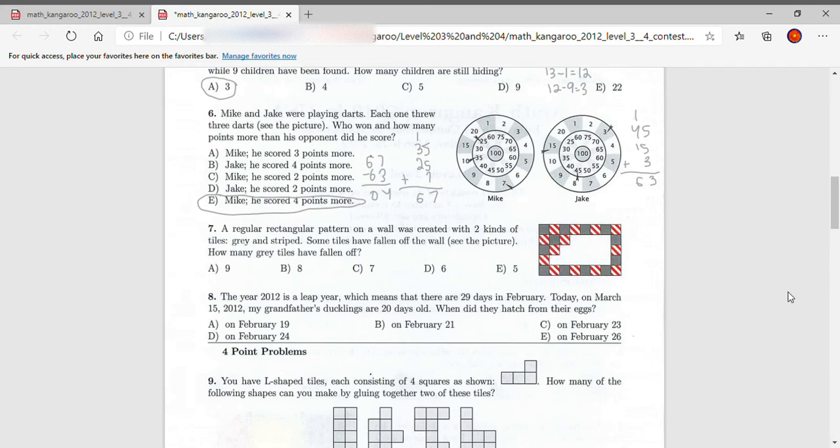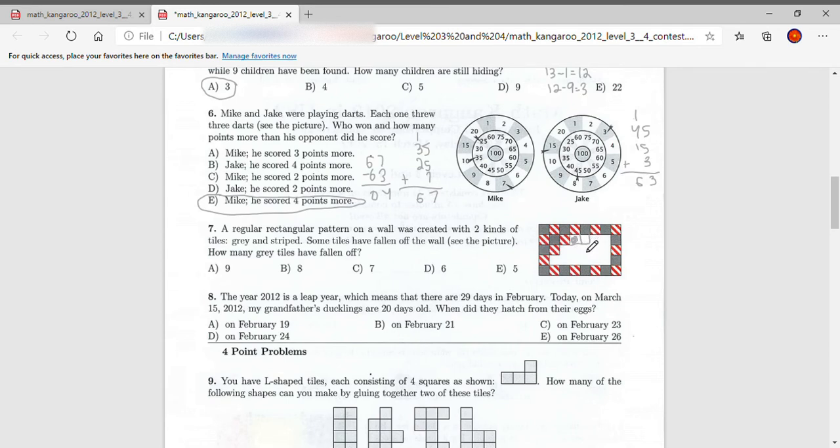Number 7. A regular rectangular pattern on a wall was created by 2 kinds of tiles, gray and striped. Some have fallen off the wall. See the picture. How many gray tiles have fallen off? So we know that it's alternating color. So after we can fill it in by after stripe would come gray. So after gray would come stripe.